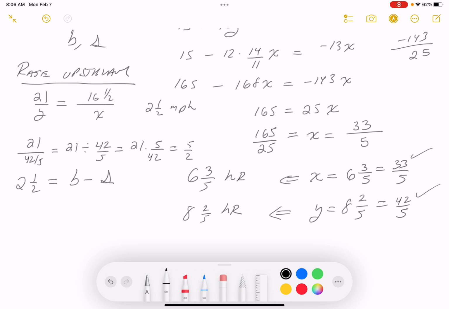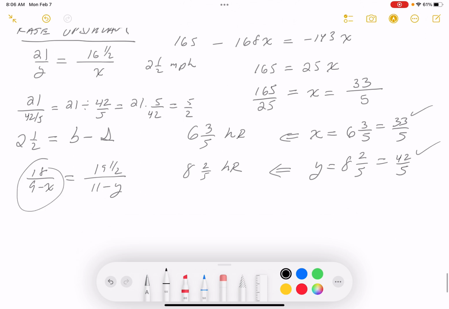Okay, let's do the downstream rate now. And the downstream rate, I'll write it over here for you. The downstream was 18 over 9 minus x, or you could have done 19.5 divided by 11 minus y. Well, I think this one might be easy to do. All right, so what do you get over there? And I can write it down for you. So it's 18 over 9 minus x. Well, that's 33/5, right?